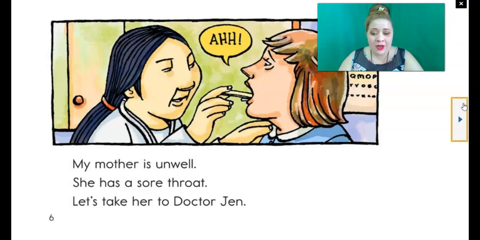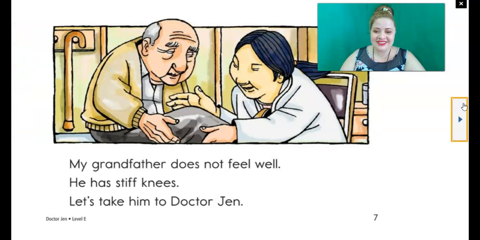My mother is unwell. She has a sore throat. Let's take her to Dr. Jen. Do you remember this picture from our title page? We use this picture to make an inference about the story. Let's keep reading. My grandfather does not feel well. He has stiff knees. Let's take him to Dr. Jen. Do you see the picture? There is an older man and he looks like he is uncomfortable. His knee hurts. That's a good reason to go to the doctor. Let's keep reading.